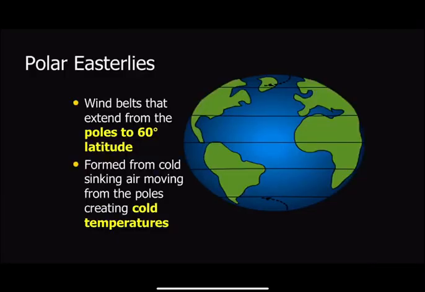Okay, let's look at these polar easterlies. If you look at the map to the right of your screen, you will see some arrows. They are difficult to see, but look closely. They are dotted lines. These dotted lines represent the polar easterlies. These are wind belts that extend from the poles to 60-degree latitudes. They are formed from cold sinking air that moves from the poles, creating cold temperatures. If you're in the path of these winds, it's going to be cold.